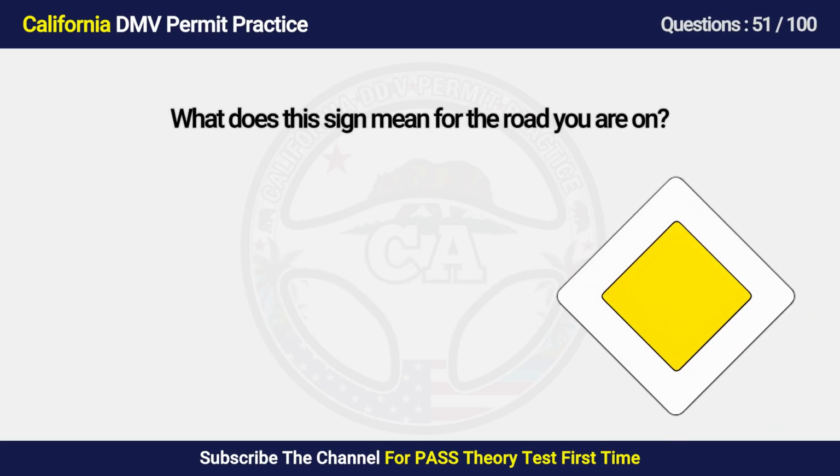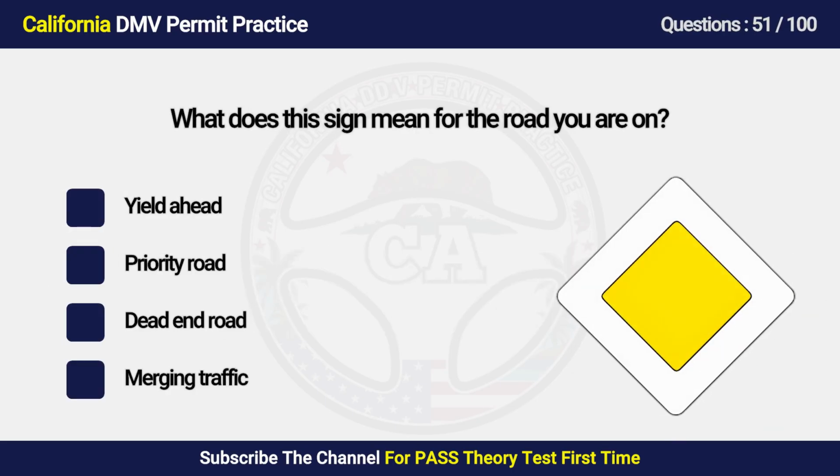Question 51. What does this sign mean for the road you are on? A. Yield ahead. B. Priority road. C. Dead end road. D. Merging traffic.